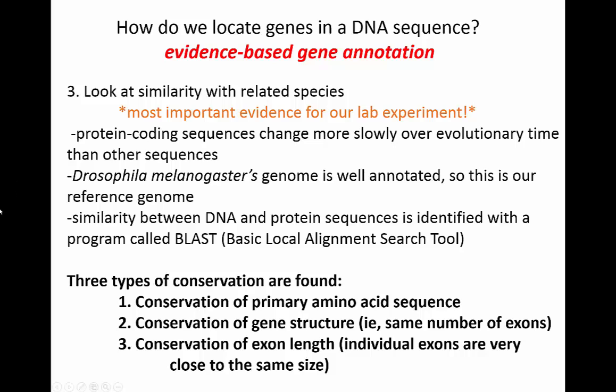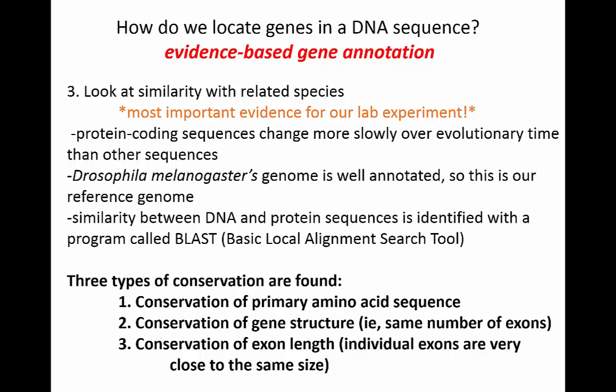We're going to use Drosophila melanogaster as our reference genome because it is very well annotated, and the sequences we will be investigating are fairly close evolutionarily to melanogaster. There are several different types of conservation that are found. First of all, we expect that the primary amino acid sequence will be similar between our reference genome, Drosophila melanogaster, and the related species that we are investigating.